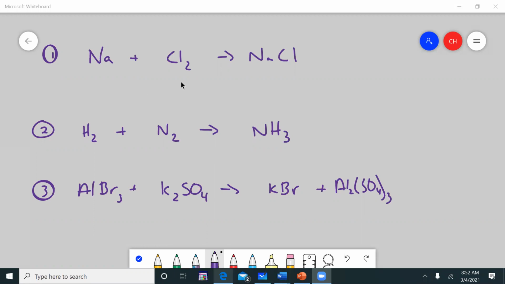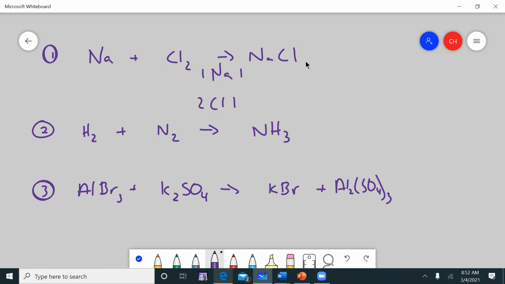Okay, so we'll go over these. This first one, the types of atoms I have are sodium and chlorine. I have one sodium on the starting side and two chlorines on the starting side. On the end side, I have one sodium and one chlorine. So the sodiums right now are balanced, the chlorines are not. I have two here, so I need to get two over here.